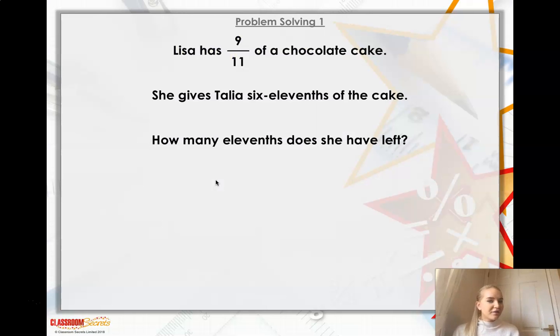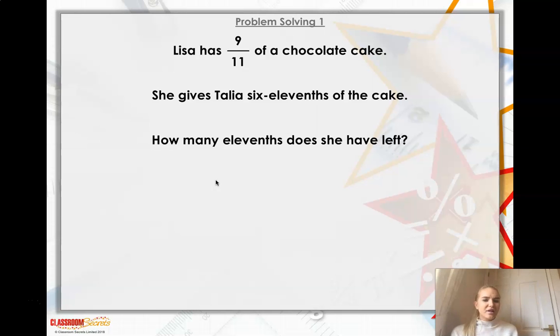Okay, the final part of today's lesson then, some problem solving and reasoning questions. So Lisa has 9 elevenths of a chocolate cake. She gives Talia 6 elevenths of the cake. How many elevenths does she have left? What would my number sentence be with my fractions? Pause the video and have a think.